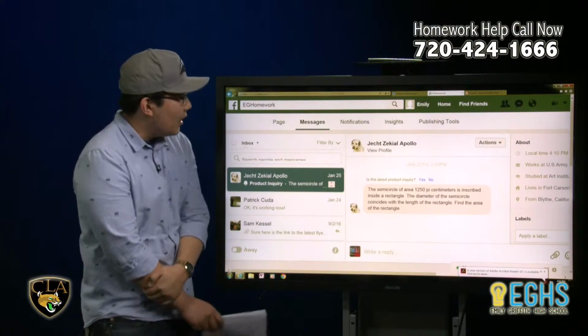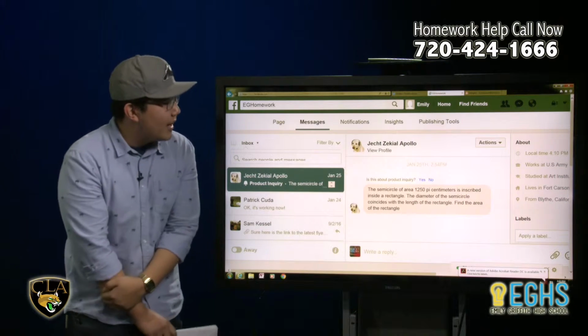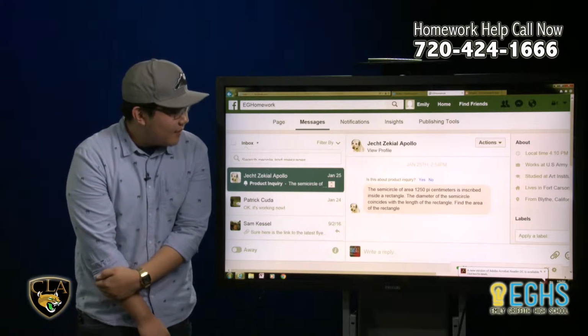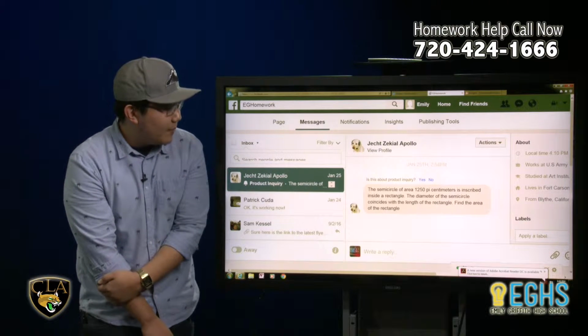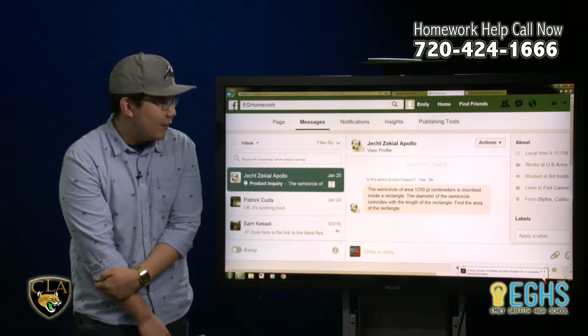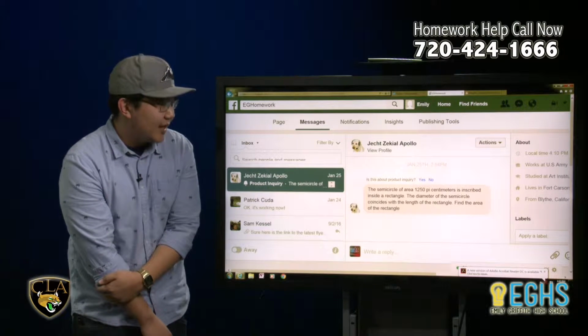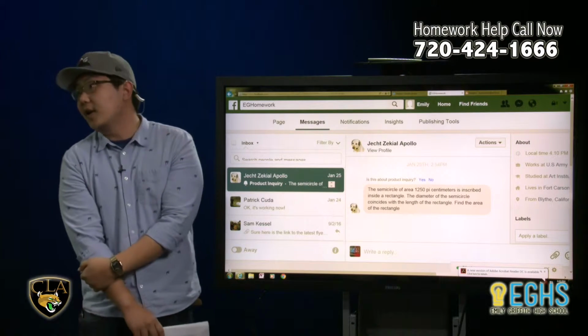From Facebook, I don't want to butcher the first name, but from Mr. Apollo, the question is: the semicircle of area 1250 pi centimeters is inscribed inside a rectangle. The diameter of the semicircle coincides with the length of the rectangle. Find the area of the rectangle. Okay, I can take that one.